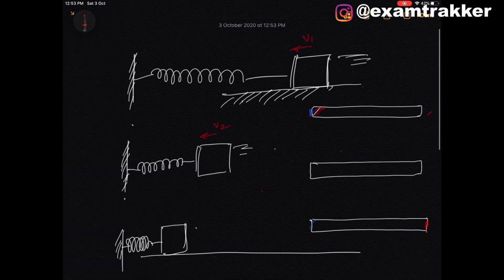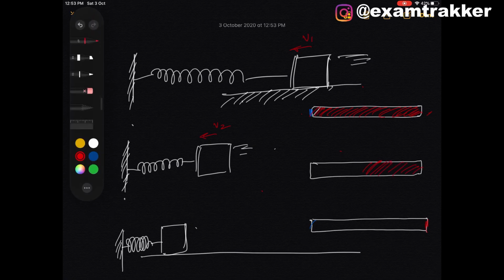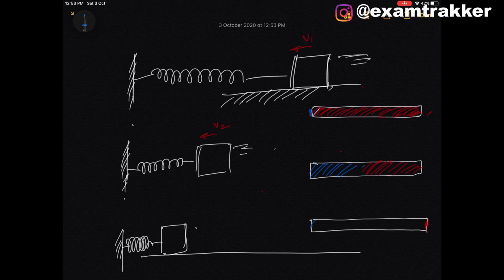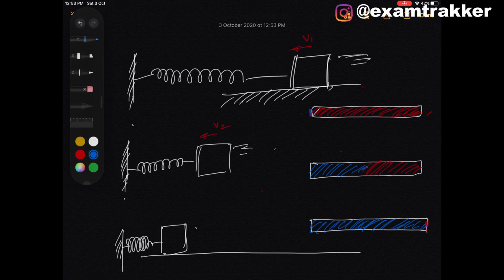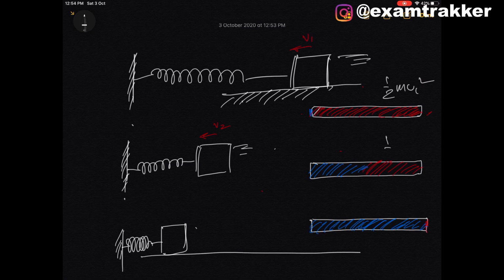In the first situation, the energy is completely kinetic energy. And in the second situation, some part of the energy is kinetic and some part of the energy is potential. And in the third situation, the entire energy is purely potential. But the total energy in all the 3 situations is clearly equal. So here the energy is half m v1 square. Here the energy is half m v2 square plus half k x square. In the third situation, it is just half k x1 square. That is the compression in this situation.